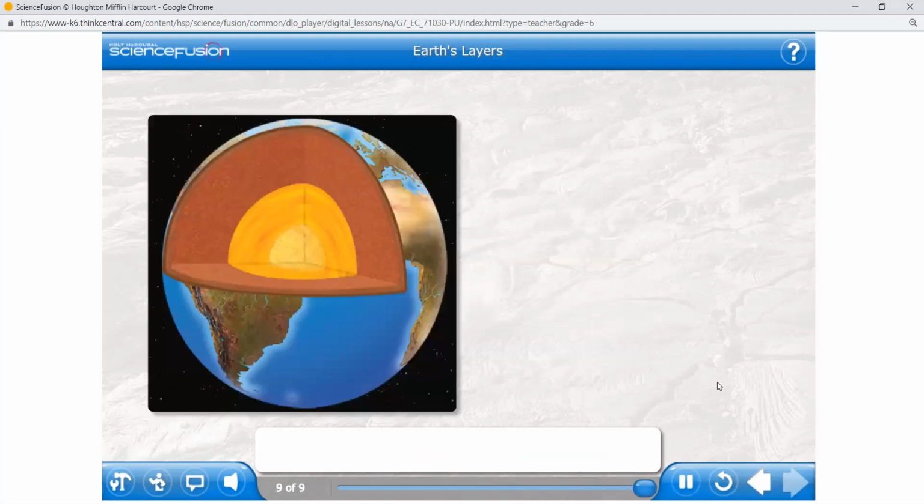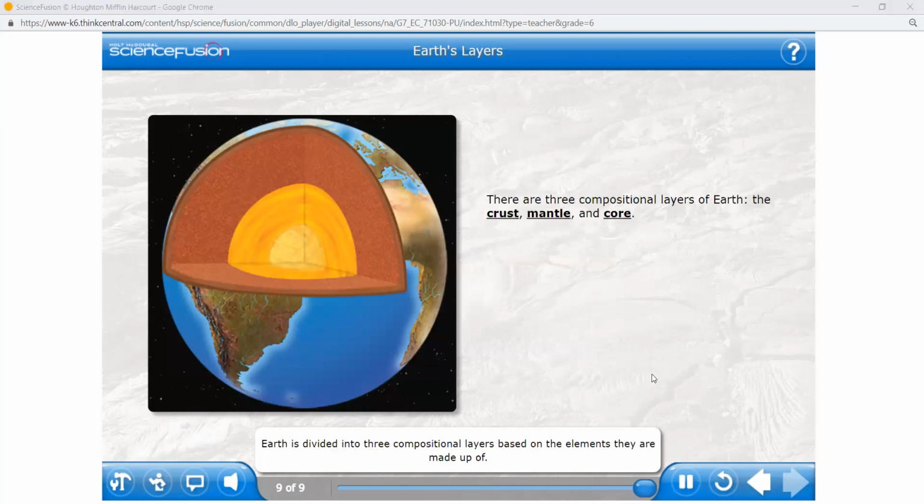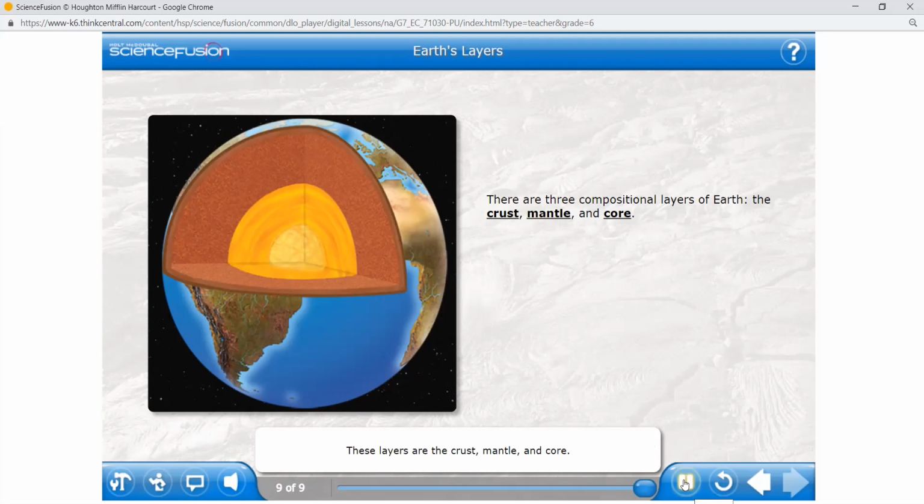See the review of this lesson. You've learned a lot about Earth's layers. Before we finish, let's take a quick look at the main points you covered. Earth is divided into 3 compositional layers based on the elements. See the word, girls. This is called compositional layers. These layers are the crust, mantle, and core.